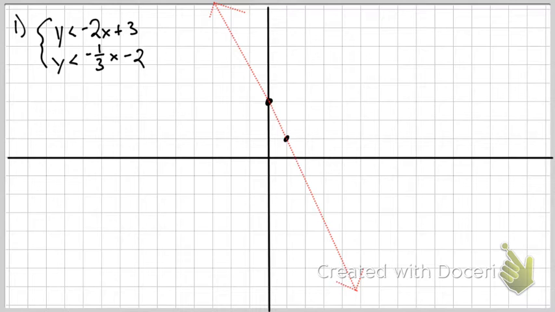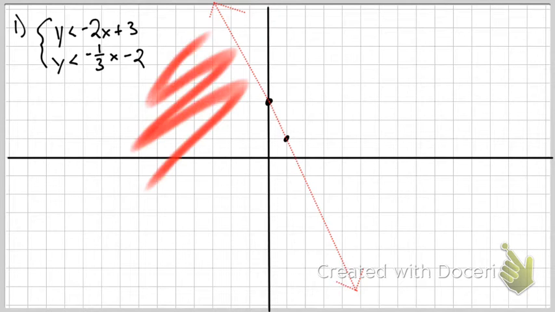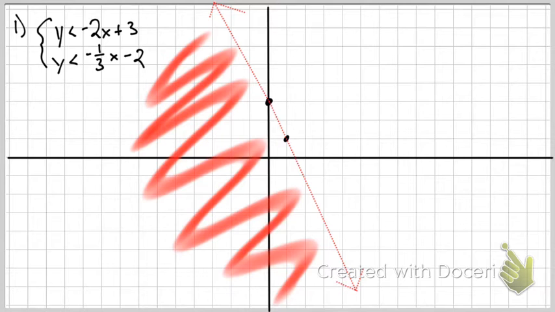Let's see if I can make that more shady. Less opaque. Oh, it doesn't let me mess with it. All right. So down there, okay?